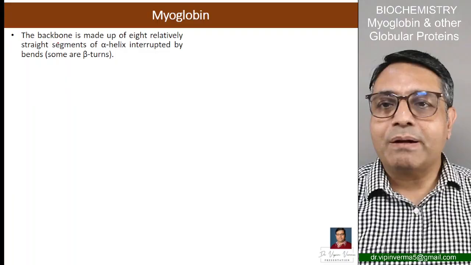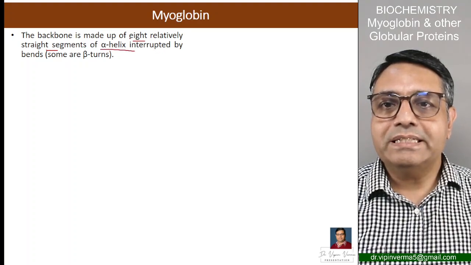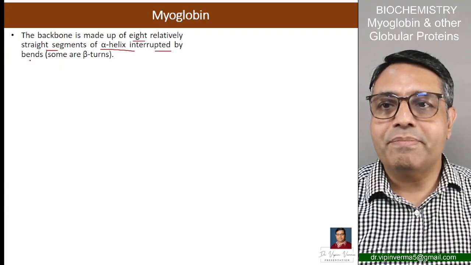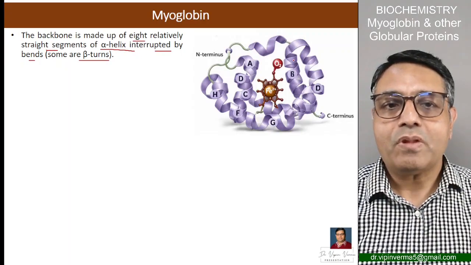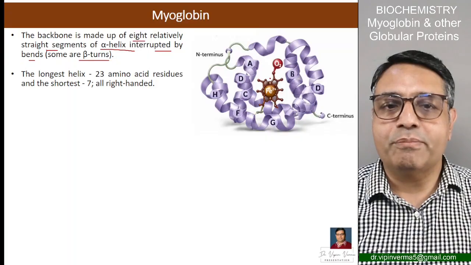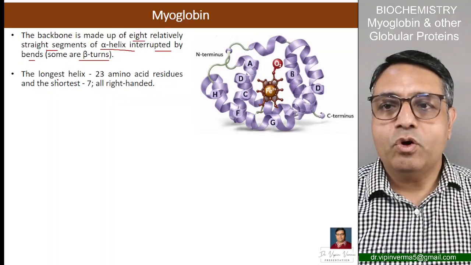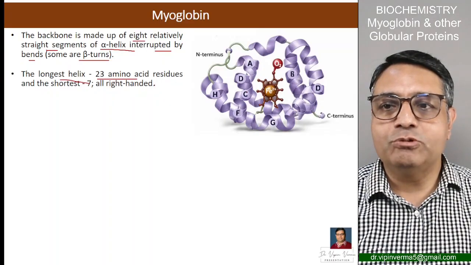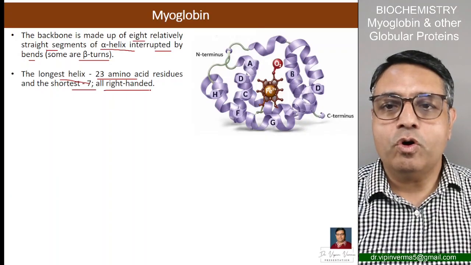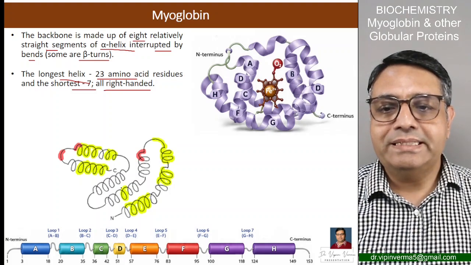Now, if you see the backbone of myoglobin, it is made up of 8 relatively straight segments of alpha helix, and these straight alpha helices are interrupted by some bends, and some of them are beta turns. So you can see here the three-dimensional structure, which is the representative structure of myoglobin, and A, B, C, D, E, F, G, H are the 8 helices. The longest helix is around 23 amino acid residues long, and the shortest is 7, and all of them are right-handed. So you can see how the helices are arranged here, and all are right-handed helices.